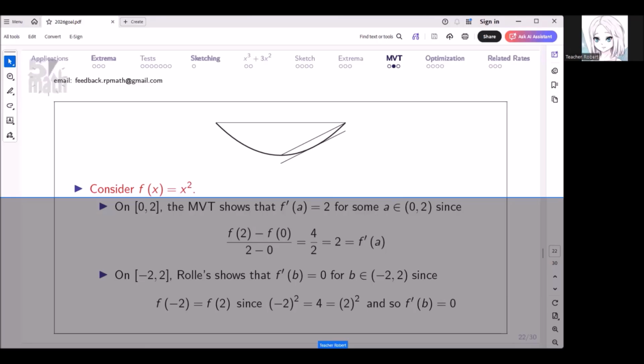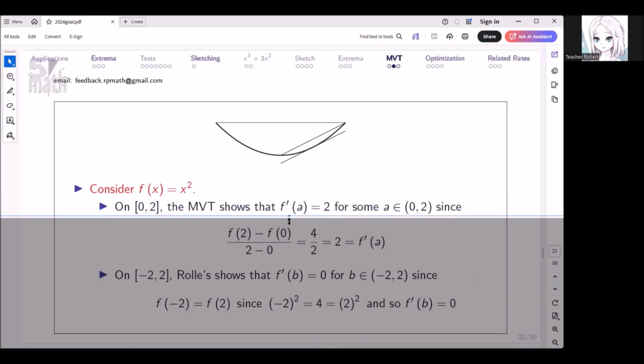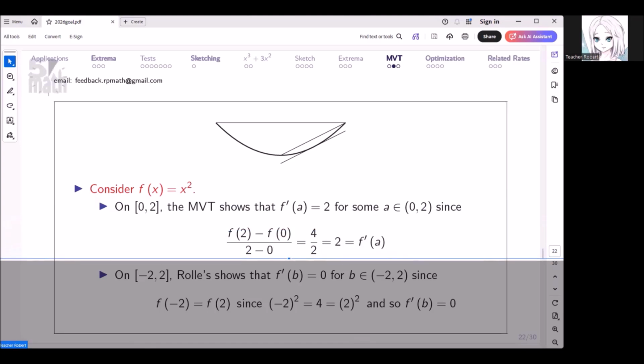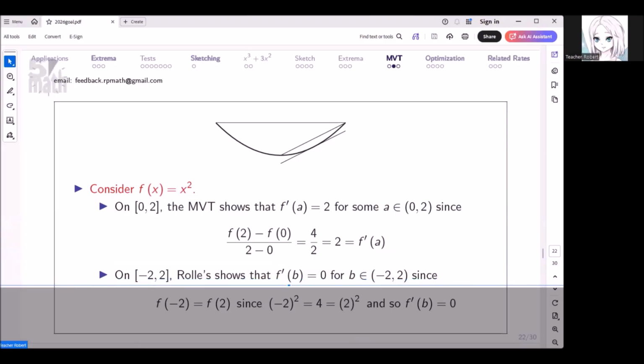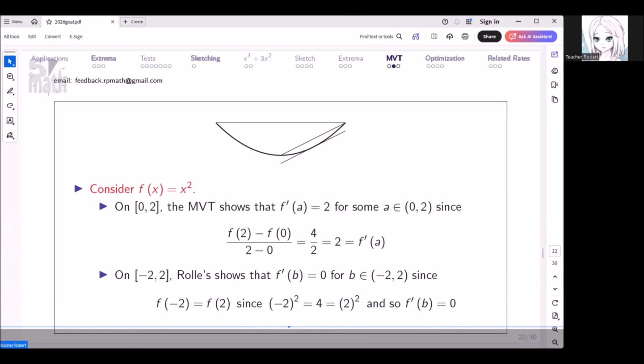Consider f of x equals x squared. On [0, 2], the mean value theorem shows that f prime of a equals 2 for some a in (0, 2), since we have this. On [-2, 2], Rolle's theorem shows that f prime of b equals 0 for some b in (-2, 2), since we have this.